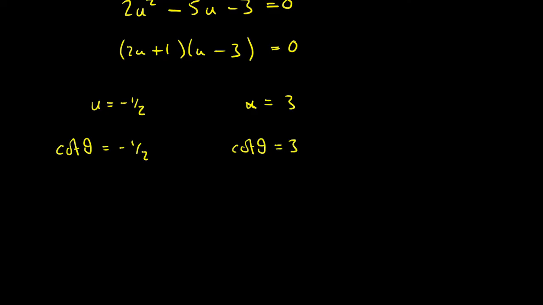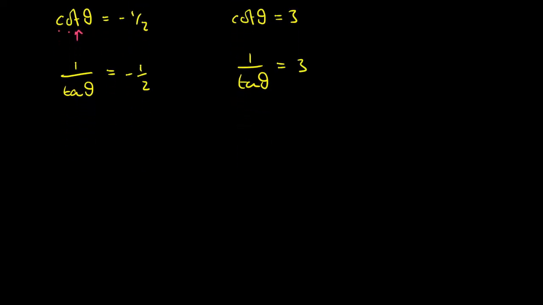Now, what is cot? Cot is the same thing as 1 divided by tan. How can we remember that? We look at the third letter: 1, 2, 3, the third letter is T. So this is 1 divided by tan. In the same way, sec, the third letter is C, that's 1 divided by cos. And cosec, the third letter is S, so that's 1 divided by sine. So you get 1 upon tan theta is equal to negative half, and 1 upon tan theta is equal to 3, which means that if we invert this, we get tan theta is equal to negative 2, and tan theta is equal to a third.